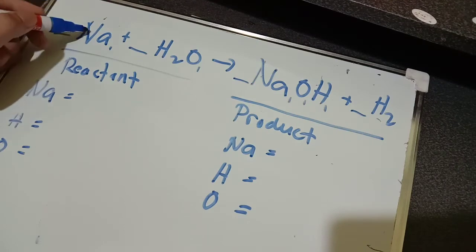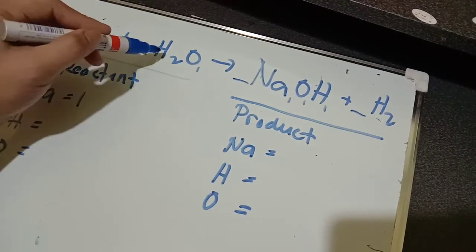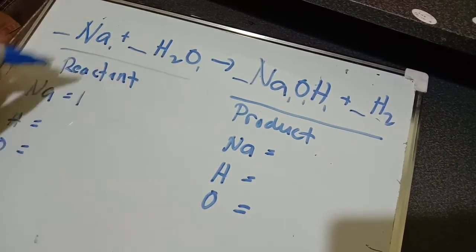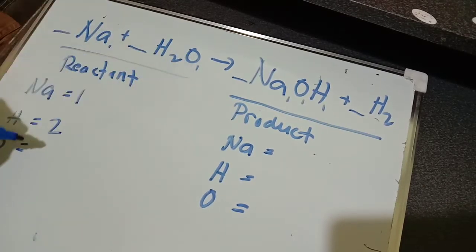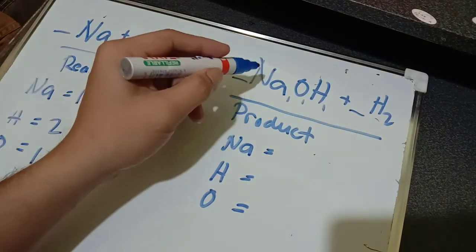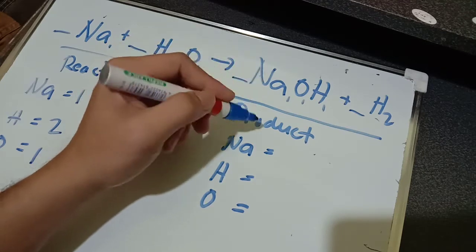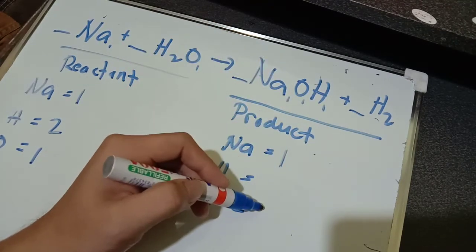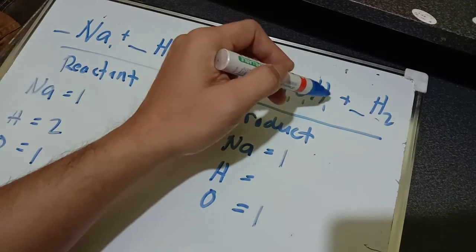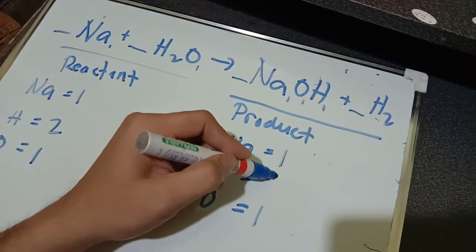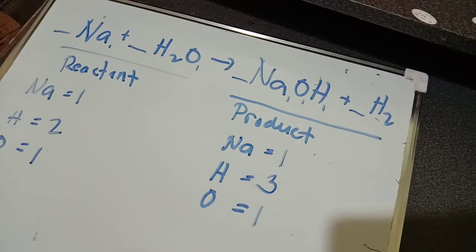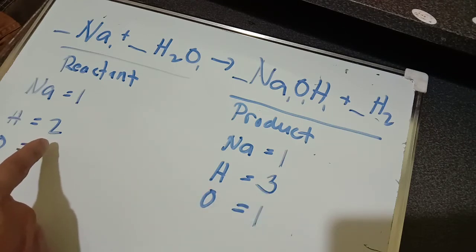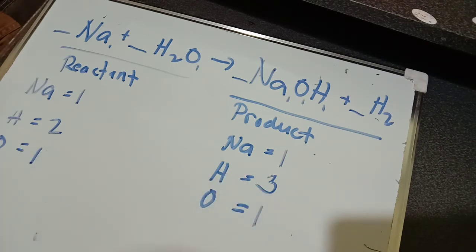So i-count natin. So we have sodium here, we have 1. We have hydrogen, kasi katabi niya si 2, may 2. And si oxygen, merong 1. Si product dito, si sodium, merong 1. Si oxygen, merong 1. Then si hydrogen, meron tayong 1. Tapos 2 dito, so meron tayong 3. So then again, we have 3 here and only 2 here. So hindi balance. So kailangan natin i-balance yung equation.